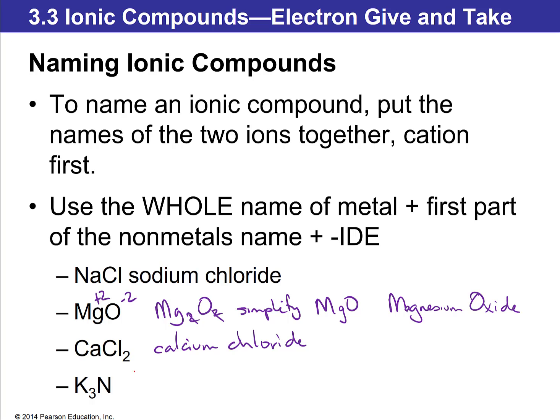K3N, its formula is because the nitrogen's a -3, the potassiums are a +1. So see how you swap to figure out that ratio? The number on the nitrogen tells you how many potassium. The charge on the potassium tells you how many nitrogen. So that's where you get the K3N. And its name? Potassium nitride.